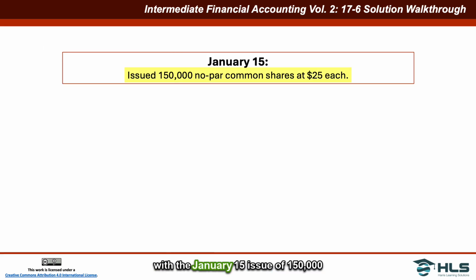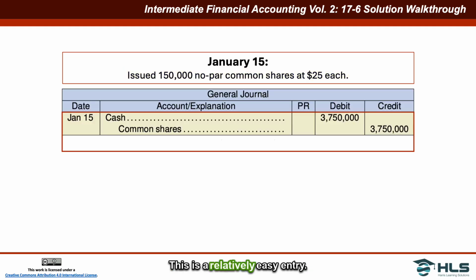So let's begin with a January 15th issue of 150,000 no-par common shares at $25 each. This is a relatively easy entry. The company is going to debit cash and credit common shares in the amount of $3,750,000, calculated as 150,000 shares issued times the $25 issue price.